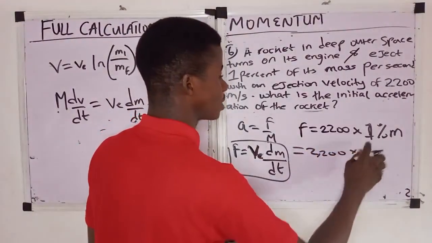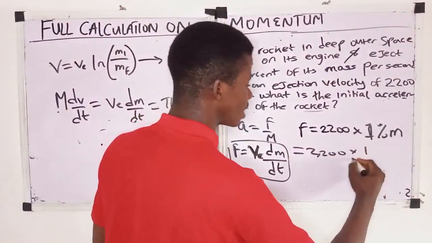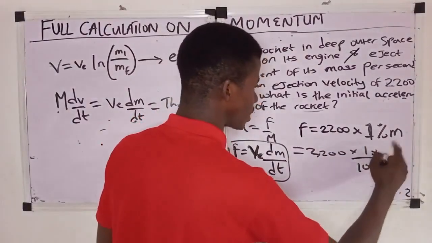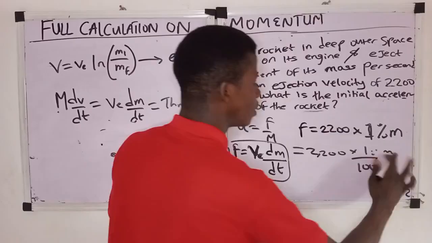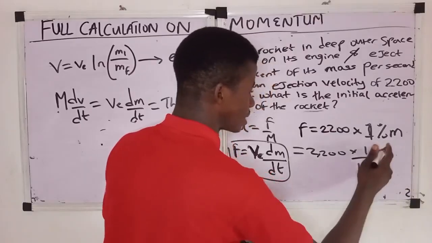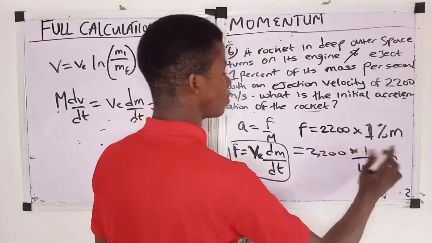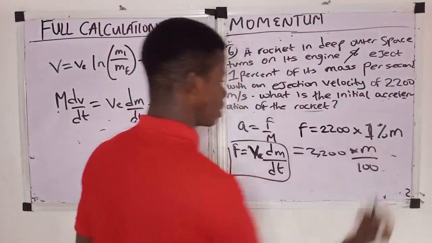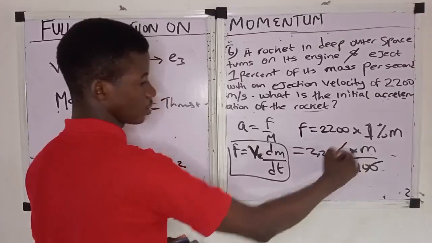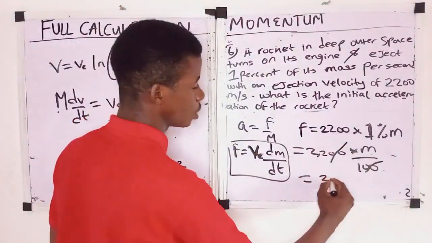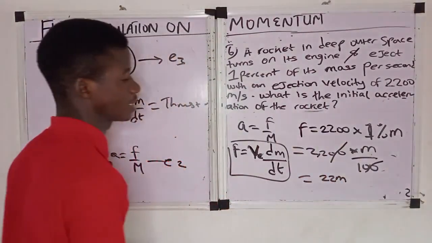2,200 times 1%, which is still the same as 1 divided by 100, then times the m, the mass normally. 1 times m will still give us m. So this 100, we cancel with the other one. We'll now be left with 22m, right? Yes.